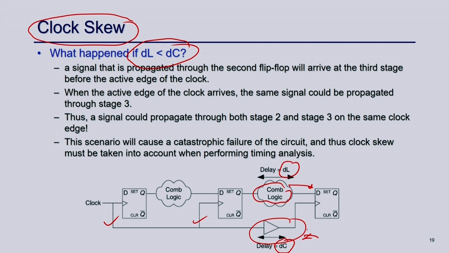That is a very serious issue, because the same signal could propagate through stage 2 and stage 3 at the same edge of the clock, which can cause a catastrophic failure of the circuit. Let me explain what is happening here.